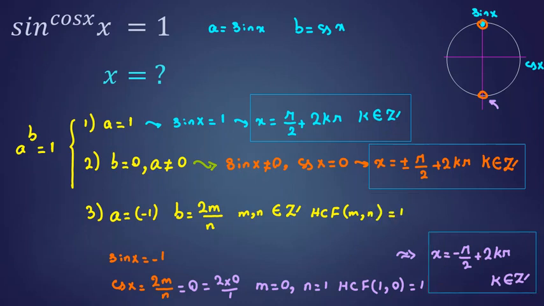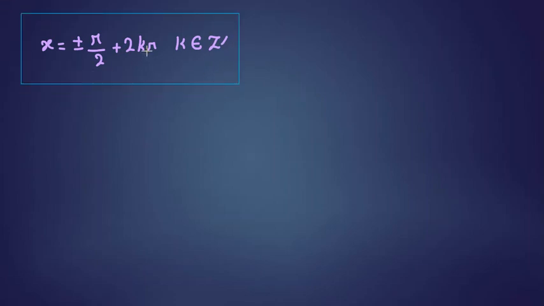So let's see all our answers. Pi over 2 plus 2k pi, plus minus pi over 2 plus 2k pi, negative pi over 2 plus 2k pi. So if we want to write all our answers for this problem, we can say x equal to, in general, plus minus pi over 2 plus 2k pi, where k is an integer. If we consider all our answers, we have this.